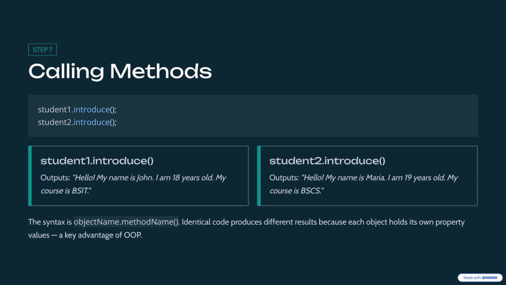Although the code is identical, each object produces different output because each object contains different property values. This is one of the key advantages of object-oriented programming. One method can be reused by many objects.